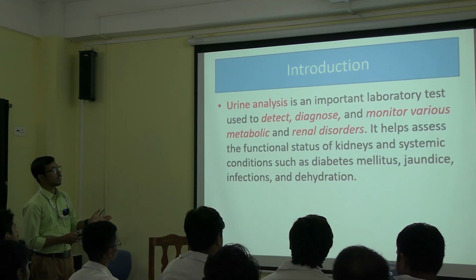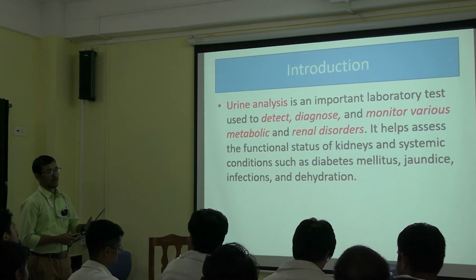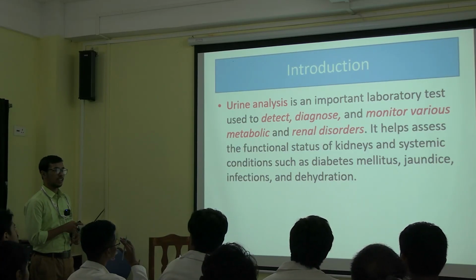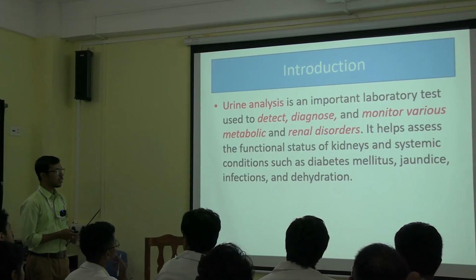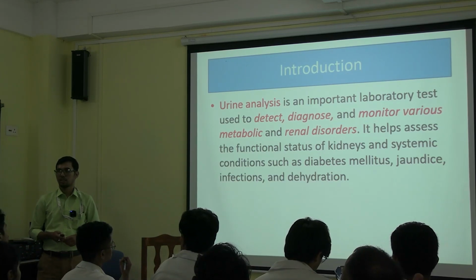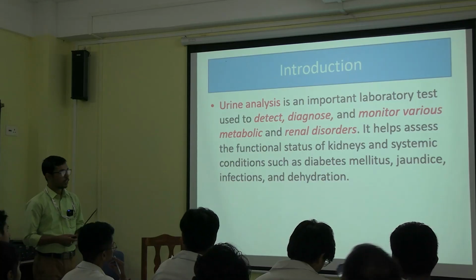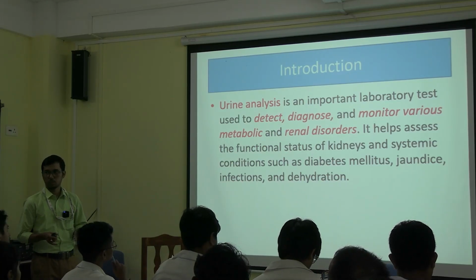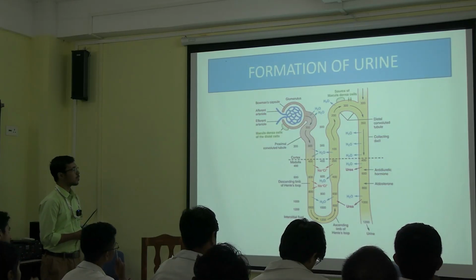Okay. So with a sample of urine, we can diagnose both diseases of kidney and systemic diseases. Systemic diseases means for the rest of the body. So if there is kidney disease, then we can detect it, and if there is a problem in any other parts of the body, then also we can detect it.